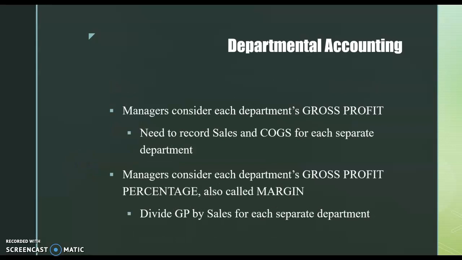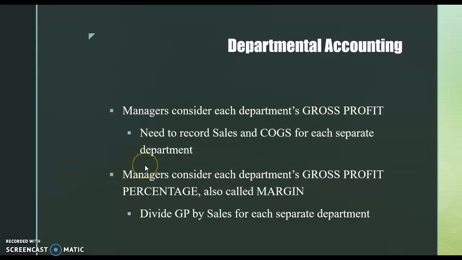So when we talk about gross profit, we know that that's an extremely important number. We need the gross profit not just for the whole store, but for each department. That means we've got to have a way to record the sales and the cost of goods sold for each separate department, whether we're using some kind of cash register or some kind of accounting software. We have to have a way to program that so that the sales and cost of goods sold for each department is recorded.